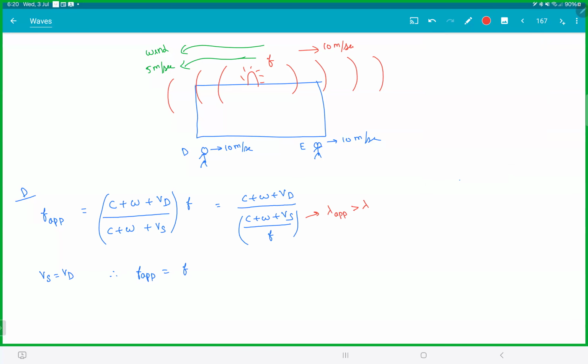Lambda apparent is greater than lambda. C apparent is also greater than the speed of sound. But the ratio remains constant. So person D will think the frequency is the same, but the wavelength has increased.